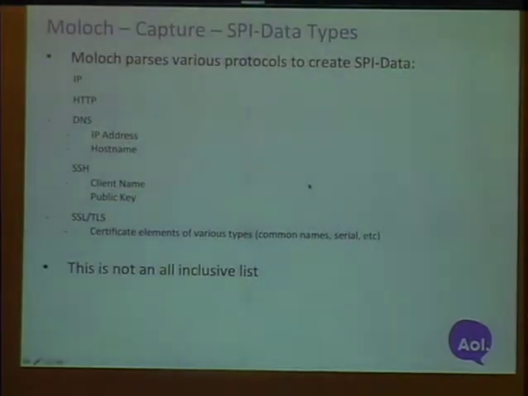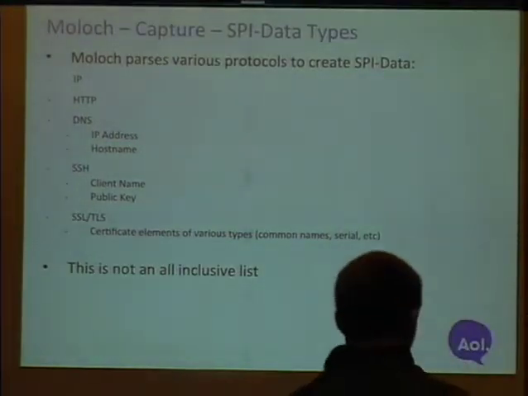So back to SPI data types. The data that's created by the capture process, we call session profile information or SPI data. And these are some of the ones that we can create based off of IP. So just any standard IP header stuff, source, destination, port, stuff like that. Things off of HTTP, DNS, SSH, SSL, TLS as well.